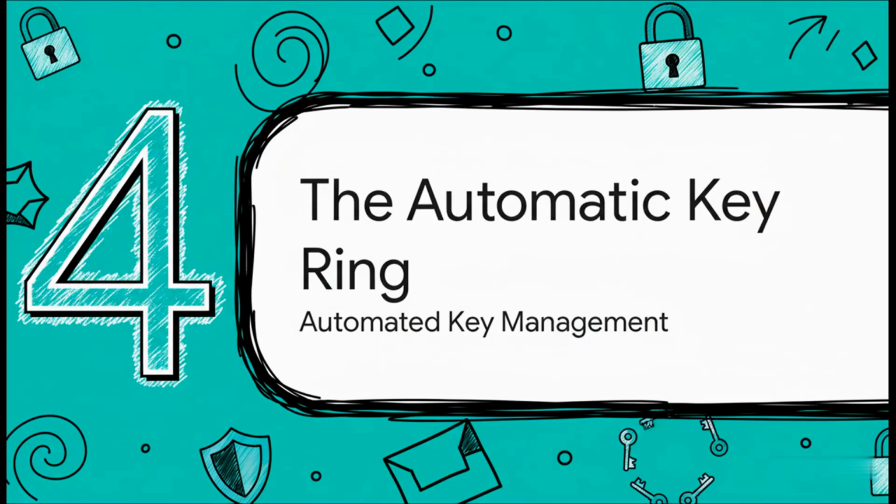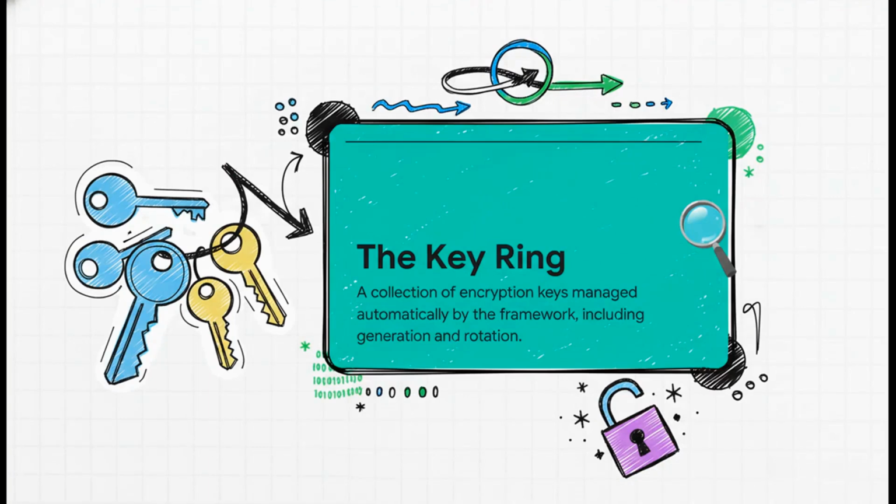Now, you might be thinking, what about the keys? That's one of the biggest headaches in crypto, right? Well, the Data Protection API has an amazing solution for that, called the keyring. The keyring is exactly what it sounds like. It's the collection of every single encryption key your application has. The best part is that the framework manages this whole thing for you. It generates new keys, it retires the old ones, and it makes sure they're stored safely.